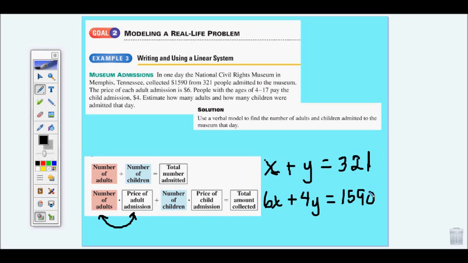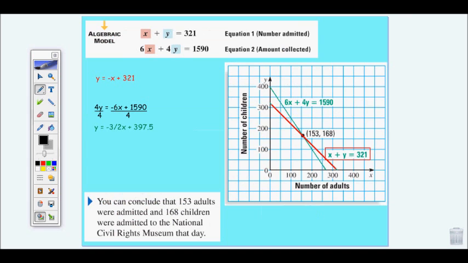Now I'm going to go ahead and solve them as a system of equations. So going to the next page, I believe, I can use substitution. I'm going to use that first equation. I'm going to solve for y. So I get y equals negative x plus 321. I'm going to then substitute that in for, well, I guess on this page I'm showing you how to graph both of those. So I'm going to graph both of those. And when I graph them, I find their intersecting point.